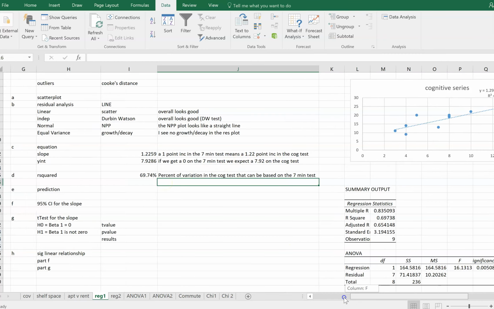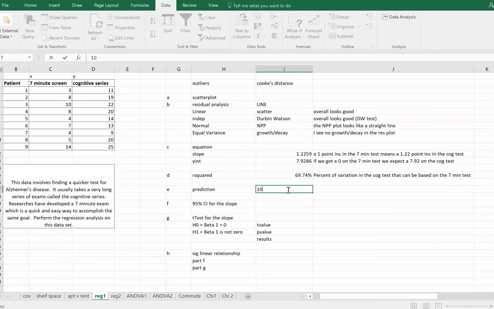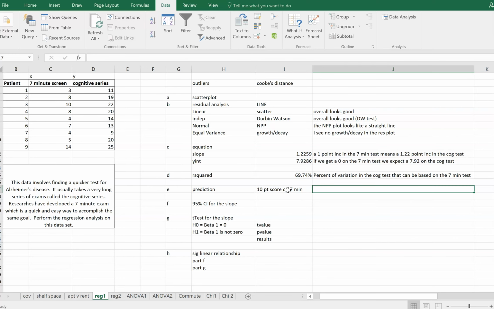Let's keep going on. Can I make a prediction? Sure, I can make a prediction. Tell me what you want me to predict for. Oh, somebody took the 7-minute test and got a 10-point score on the 7-minute? No problem. If you know what they got on the 7-minute score, the prediction equation, the purpose of the prediction equation is to make a prediction.